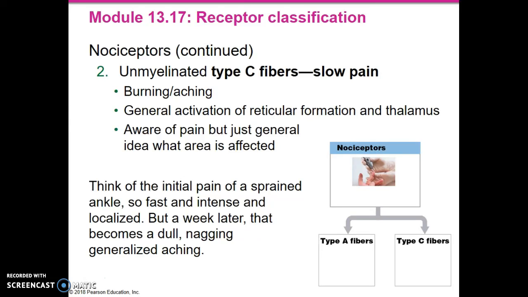So think of the initial pain of a sprained ankle: that's fast and intense and localized. That pain is carried by type A fibers. But a week later, that becomes a dull, nagging, generalized aching carried by the type C fibers.